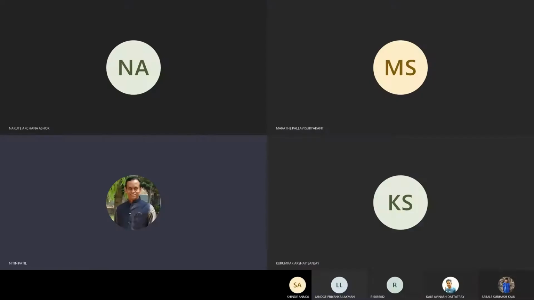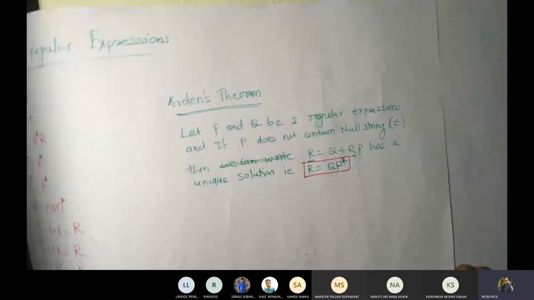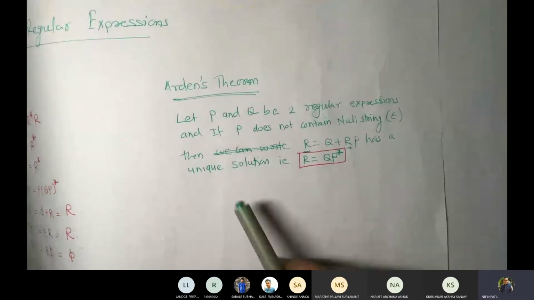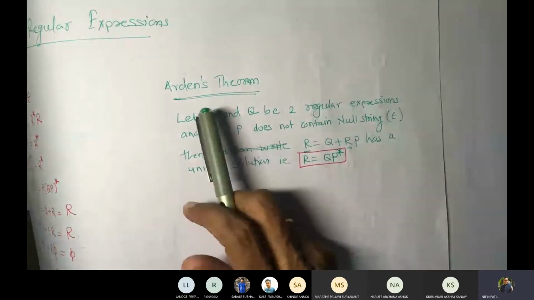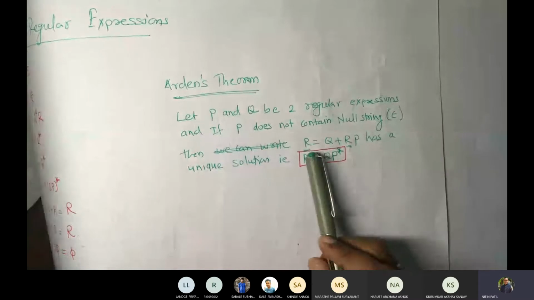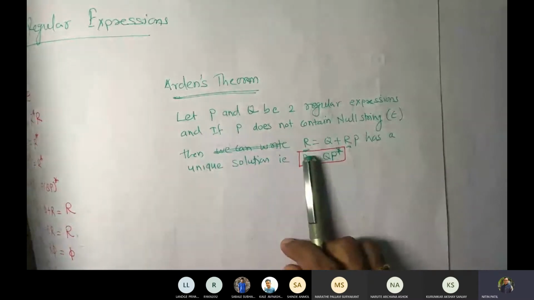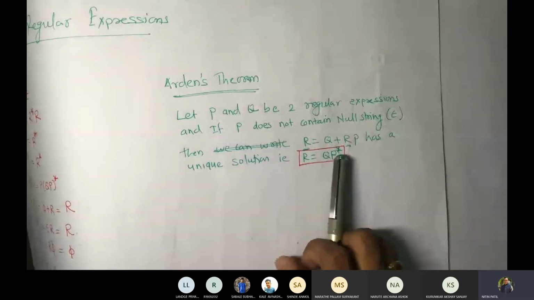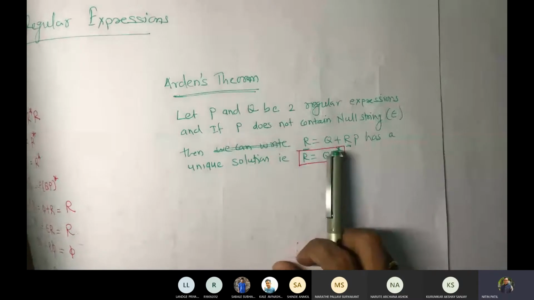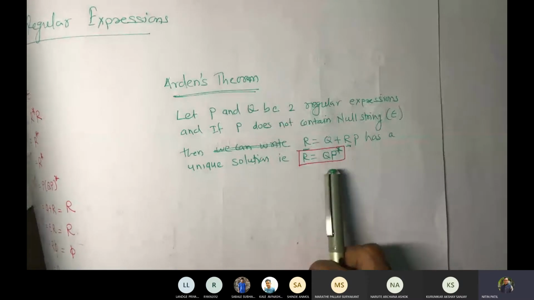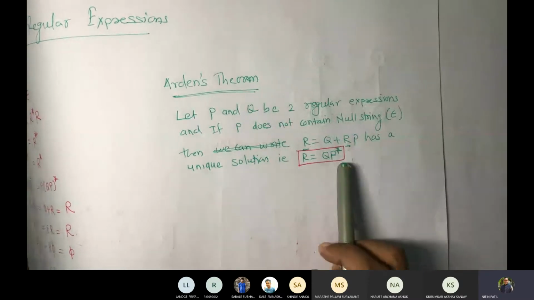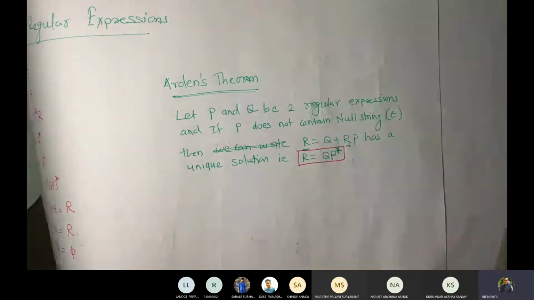Okay, we will start. In the previous session, we talked about this important theorem called Arden's theorem. If we have an equation containing regular expressions like R equal to Q plus RP, then we can simplify this using the properties as well as Arden's theorem, and we can write R equal to QP star directly when this R and R are matching.